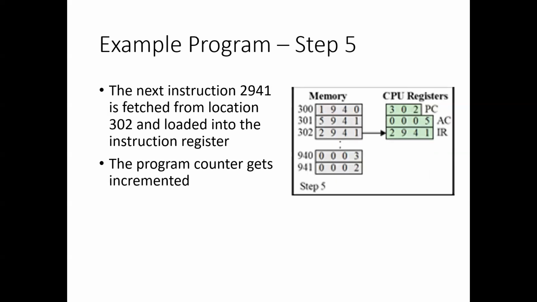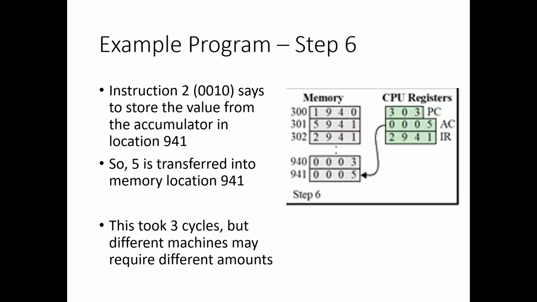Next instruction 2941 is fetched from location 302 and loaded into the instruction register. The program counter gets incremented to 303. And instruction number 2, which is 0010, says to store the value from the accumulator in location 941. So 5 gets transferred from the accumulator into 941. This took 3 cycles, but different machines may require different amounts of instruction cycles.